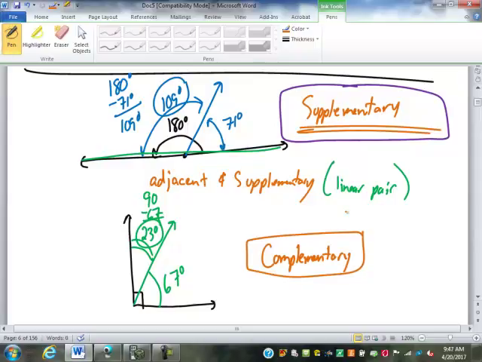Now, if you're anything like me, when I was learning this, I could remember those words, but I couldn't remember which one is which. I knew supplementary and complementary, but I couldn't remember which was which. But remember, 90 degrees is a right angle, and you get complements when you are right.